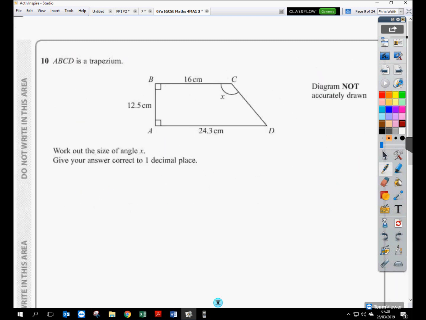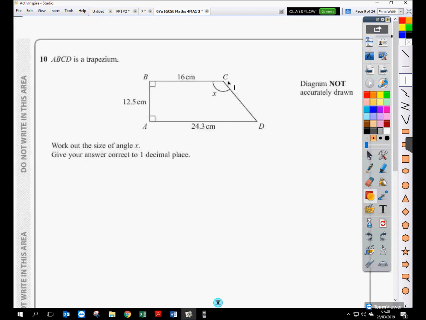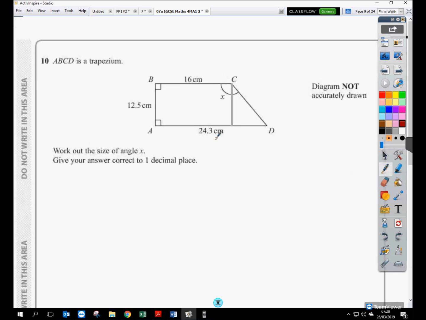Next question. Work out the size of angle x. So what I'm going to do first of all is split this shape into a rectangle and a triangle. And I can work out the base of this triangle. So I can do 24.3 minus 16, which is 8.3. This side is 12.5.